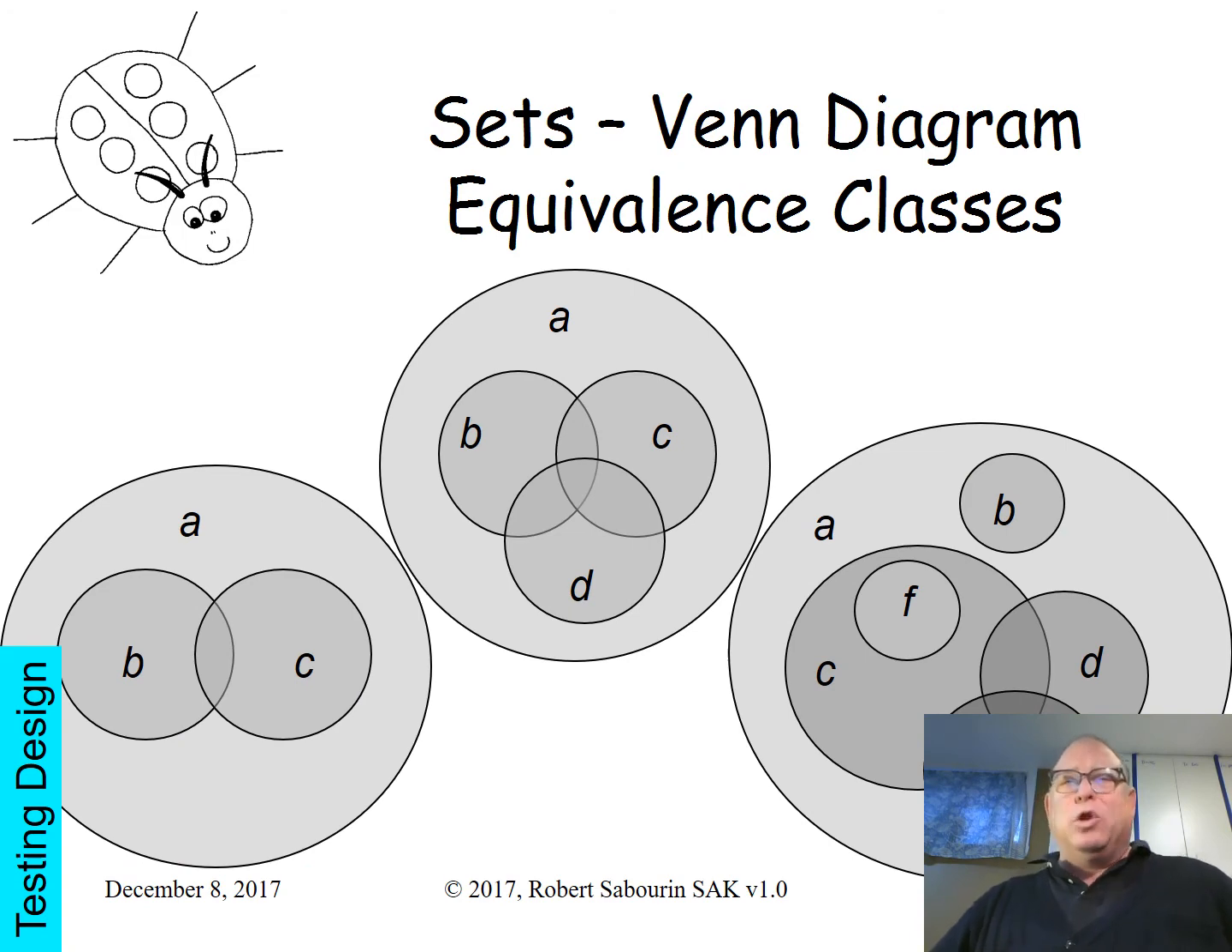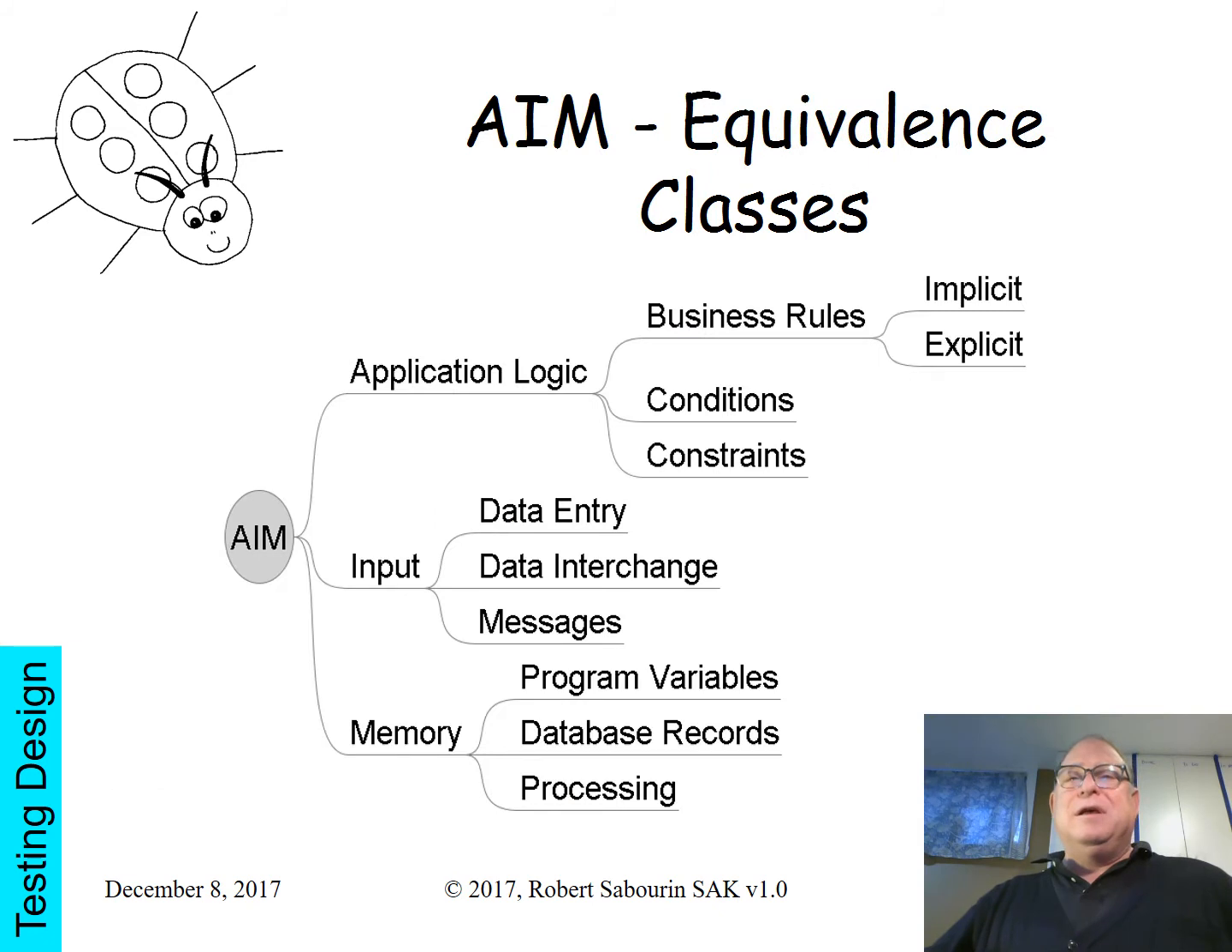Some people learn about these partitions using Venn diagrams. Venn diagrams are a fantastic way to represent the partitioning. However, they are very hard to edit and manage. So what I tend to do is use mind maps. And the type of mind maps I create break down one variable into 3 types of classes.